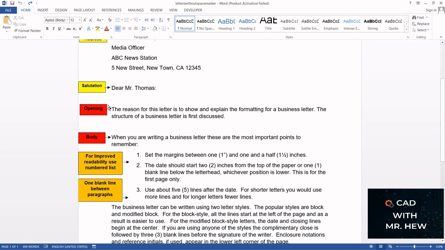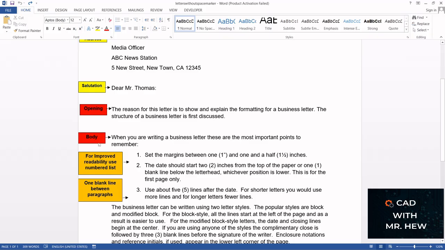Then we have our opening sentence, right? For example, it says the reason for this letter is to show and explain the formatting for a business letter. The structure of a business letter is first discussed, right? Now you need to have a transition sentence, a sentence to lead you to the next paragraph, right? So this first opening would be the introduction.